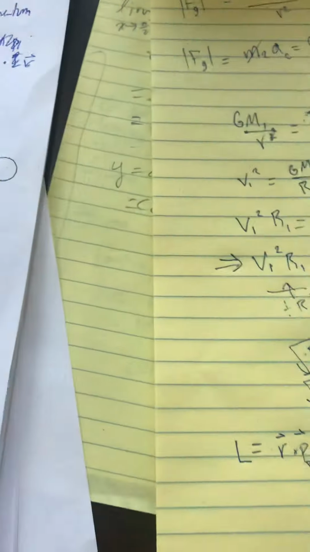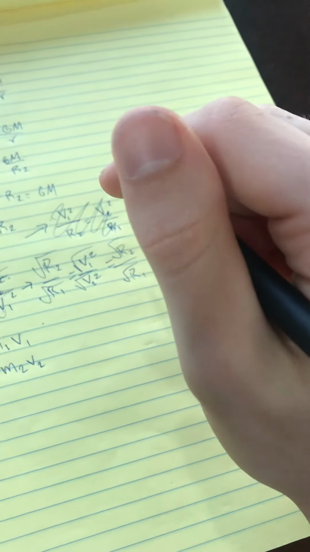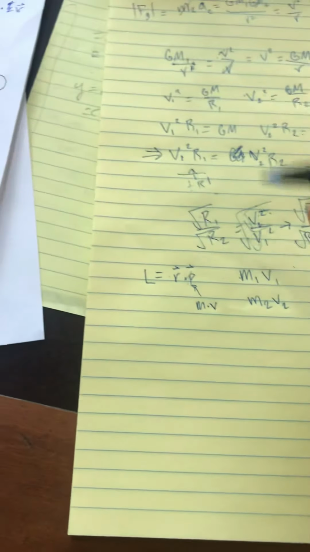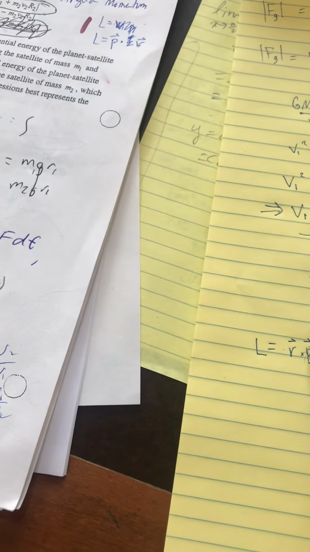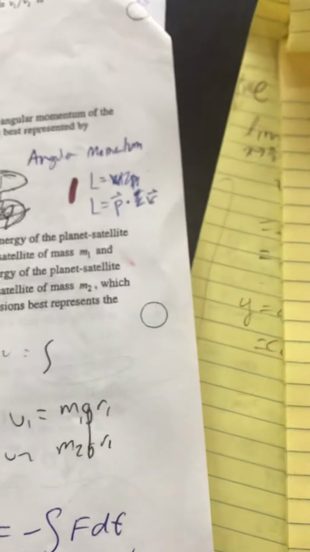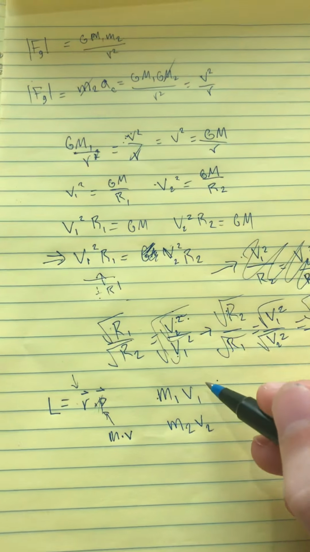And what we want to remember is m times v equals momentum. So we already have the linear momentum aspect of the angular momentum. All we need is now the radius. So now we look, what do they give us for radius? And they tell us, so for m2 it has a radius of r2, and for m1 it has a radius of r1. So we can write that right here.